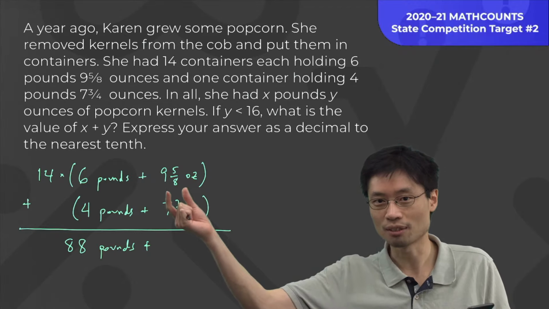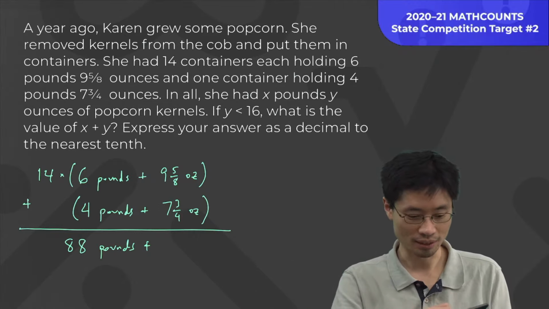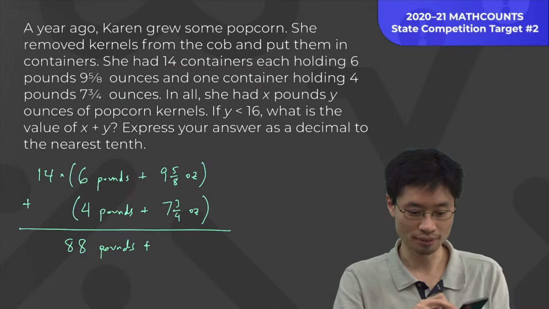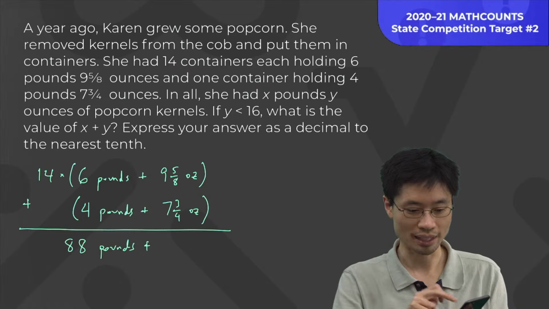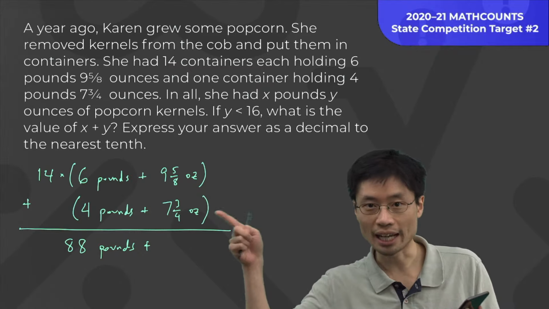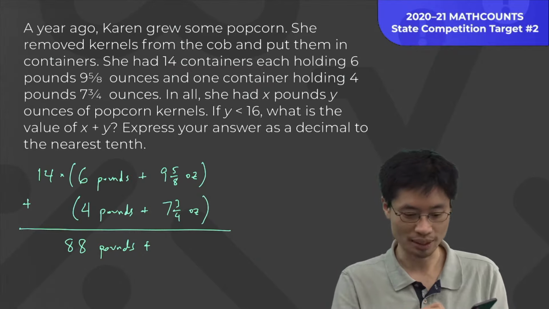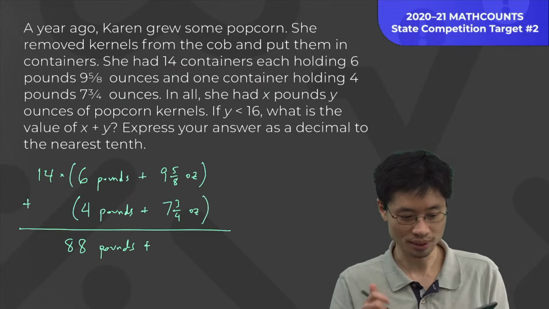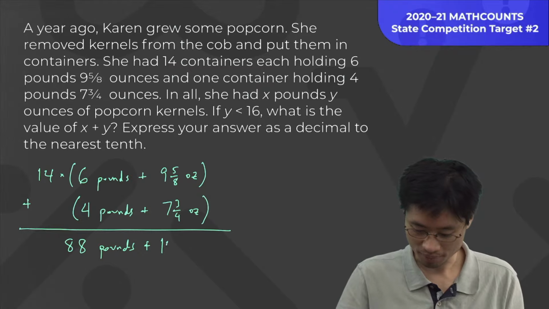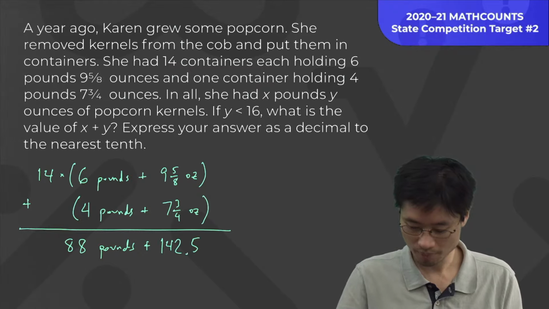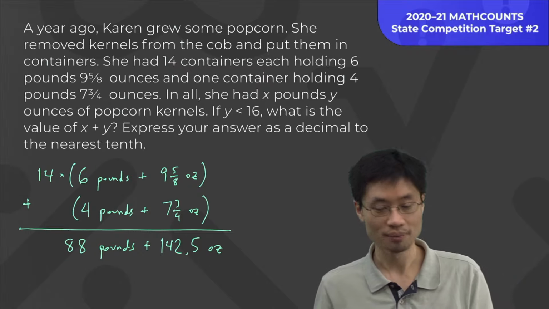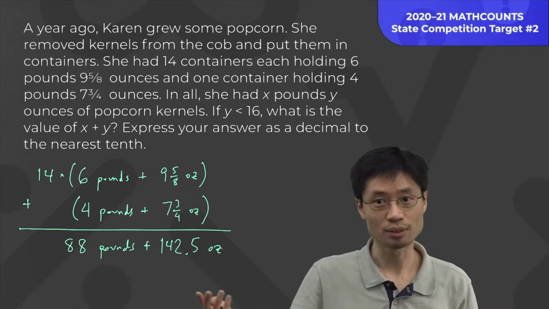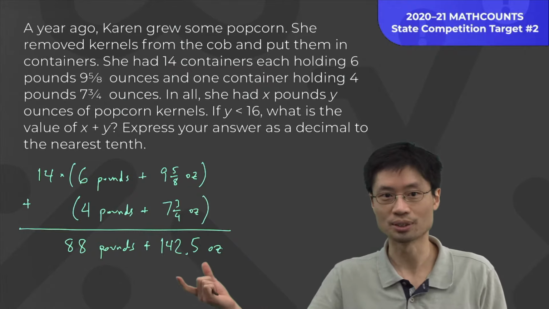So I need to do 14 times, I'm going to multiply it by 9.625, okay, and then I need to add 7 3/4, that's 7.75, plus 7.75 equals 142.5. The question asked for decimals anyway. But we have to be a little bit careful because I need to convert this. I need to pull it down and turn it into just pounds, right?